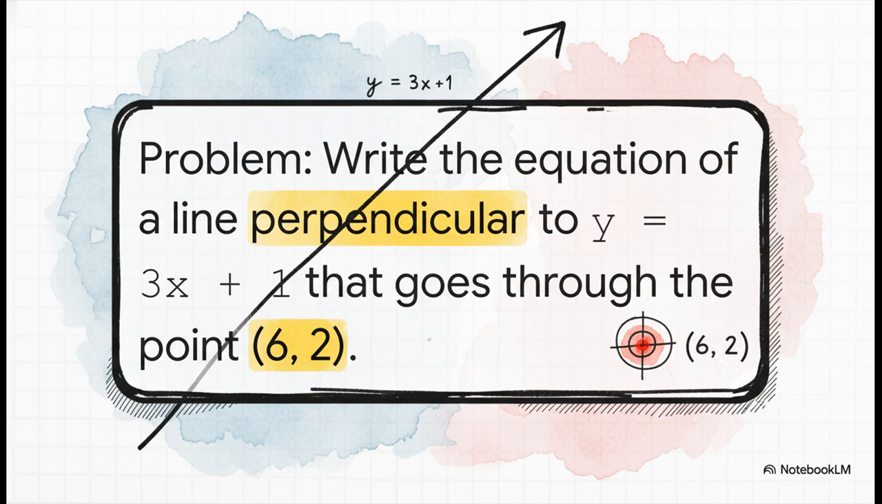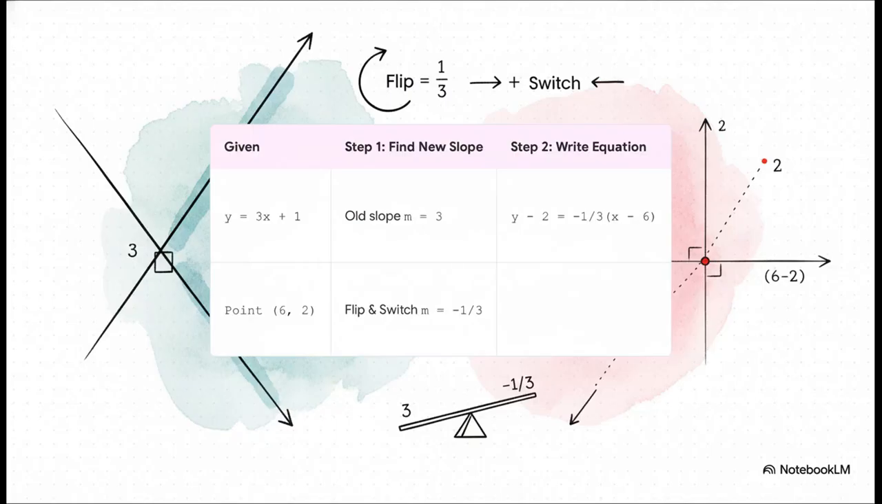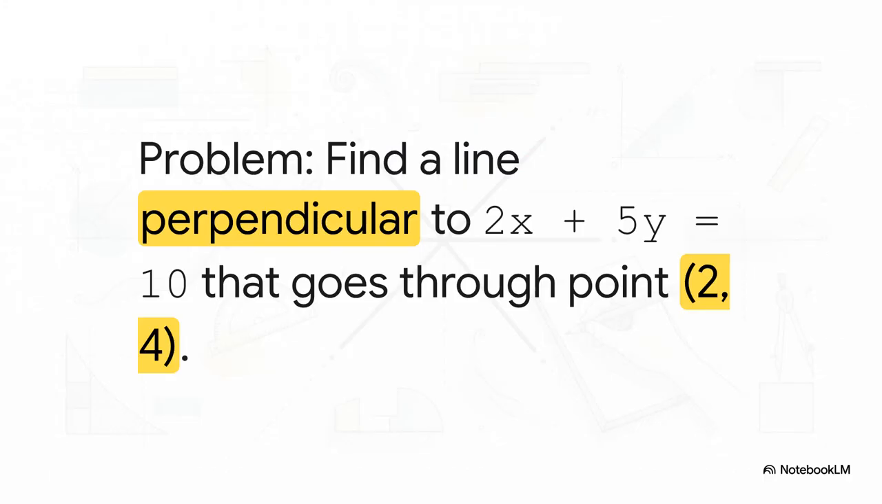We need a line that's perpendicular to y equals 3x plus 1, and it has to pass through the point 6, 2. So, first things first, what's our starting slope? Well, in y equals 3x plus 1, the slope is clearly 3, or 3 over 1. Time to flip and switch. We flip 3 over 1 to get 1 over 3, then we switch the sign from positive to negative. Bam! Our new slope is negative 1/3. Now we just grab our point-slope formula, plug in our new slope and our point 6, 2, and we get y minus 2 equals negative 1/3 times x minus 6. Perfect!